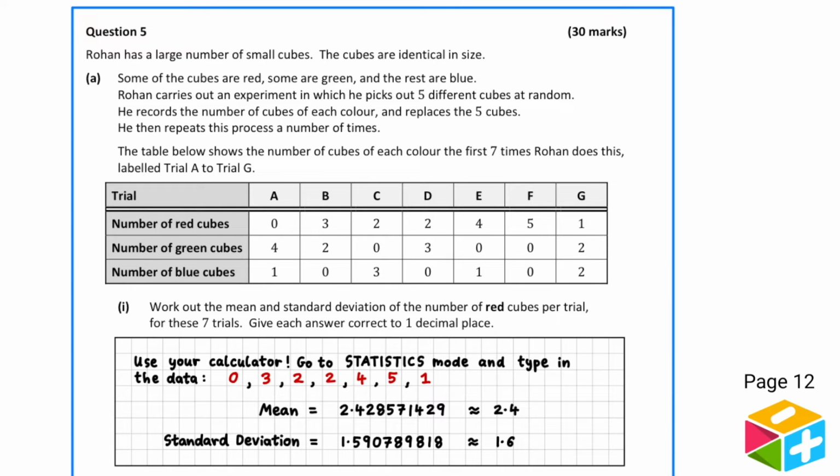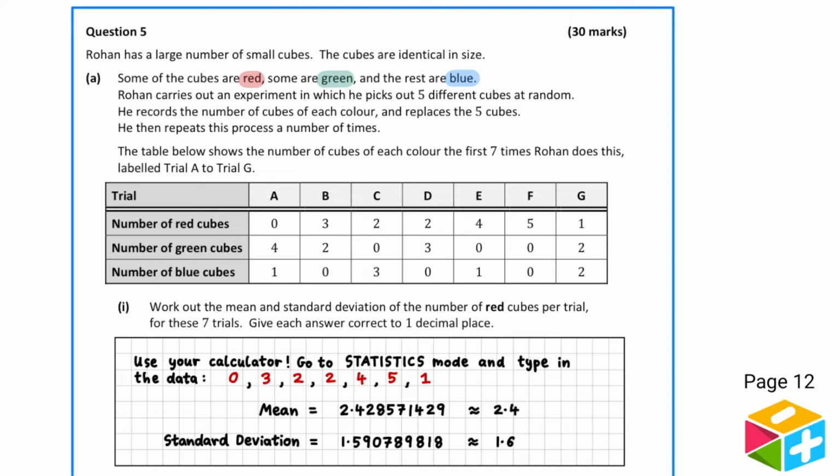In question 5, we're told that Rowan has a large number of cubes. Some are red, some are green, and the rest are blue. Rowan performs the following experiment. He picks 5 cubes at random, he records the colours of the cubes, and then he replaces them. He repeats this process 7 times.